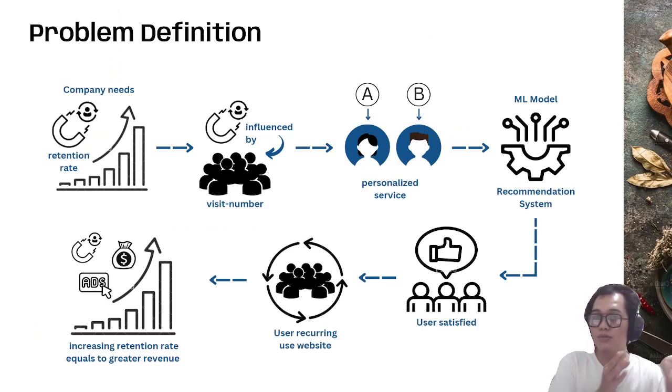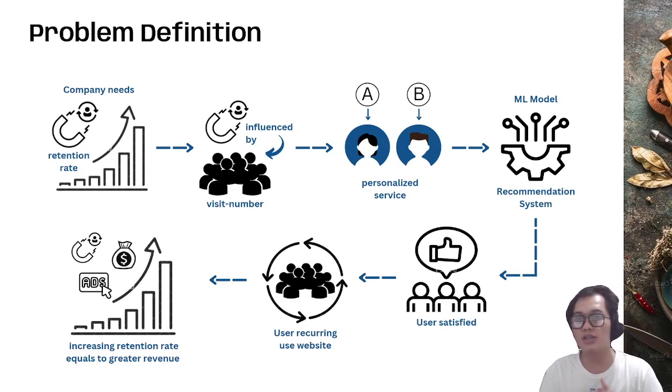From those statements, we can say that our problem definition is that our company needs more users to go into our website. One of the ways that we can do that is by providing them with a personalized service, which means we can enhance it with an ML model. By doing this, we can try to use a recommendation system. And if the user is satisfied, maybe the user will keep coming back to our website, which means increasing the retention rate, which also equals greater revenue for us.